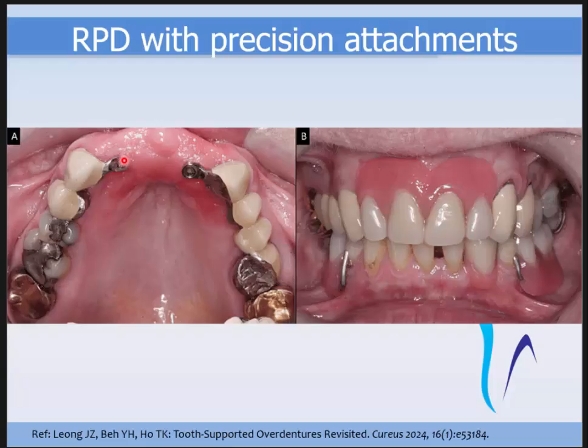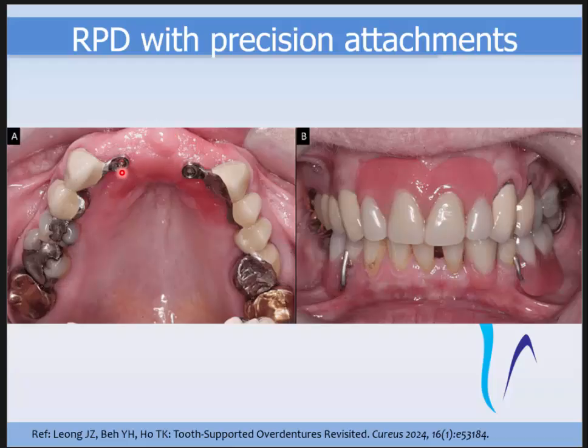So this is the precision attachment. This attachment is secured in the lab together with the prosthesis of the patient. In this case, this is the crown and bridge work. So this precision attachment is linked together with the patient's crown and bridge work. So it's cemented into the patient's mouth, and then you have a removable partial denture clicked into place.